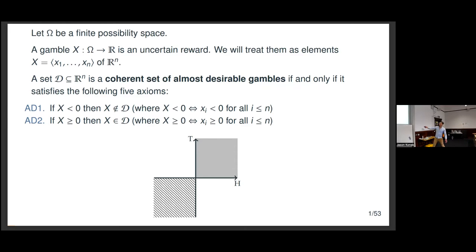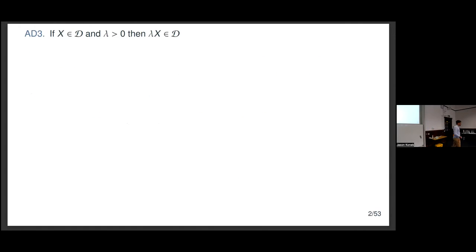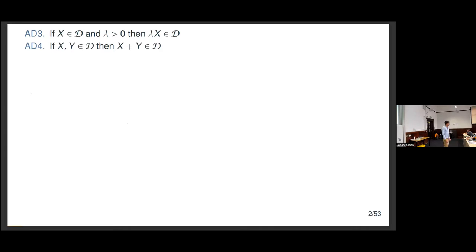But what does that say? If we're looking at gambles on heads or tails, everything in this quadrant has to be in the set. Everything in this quadrant has to be out of the set. And we have positive homogeneity. So if we take a desirable gamble and we scale the utility by a positive constant, that thing is also almost desirable. Additivity: if we take two desirable gambles, then their sum is desirable.